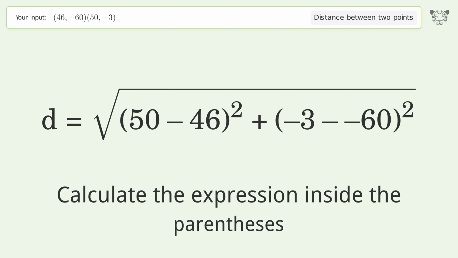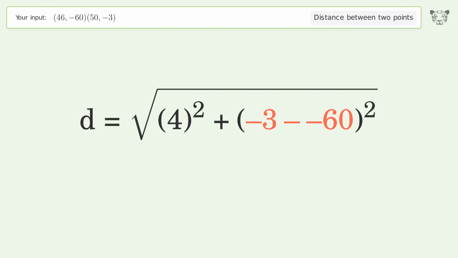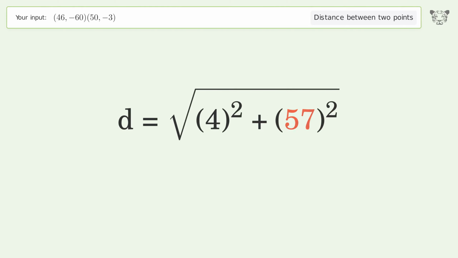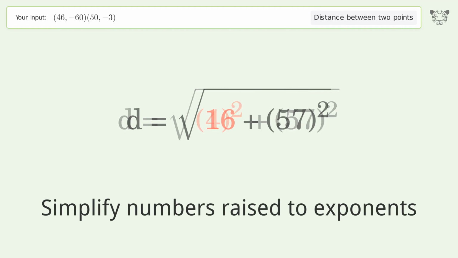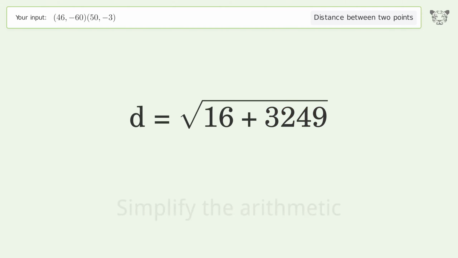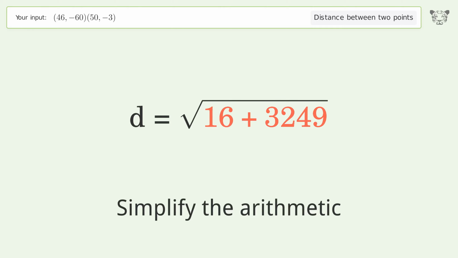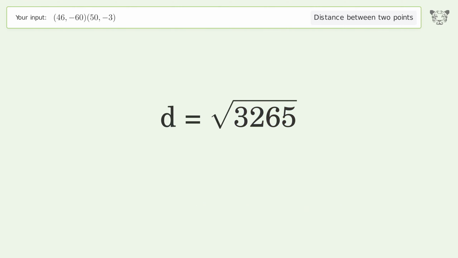Calculate the expression inside the parentheses. Simplify numbers raised to exponents. Simplify the arithmetic. And so the distance between the 2 points is the square root of 3265, or 57.14.